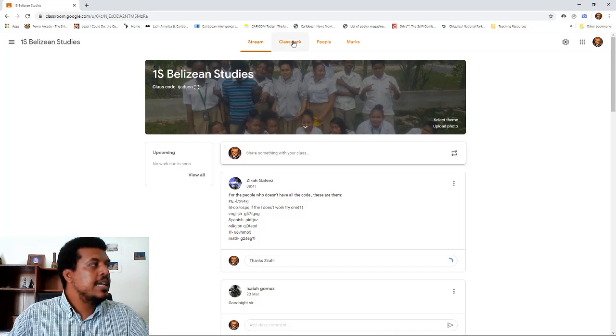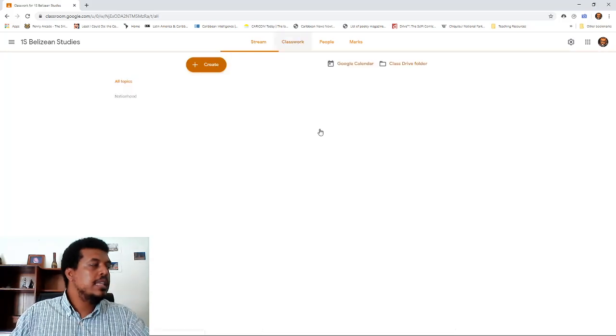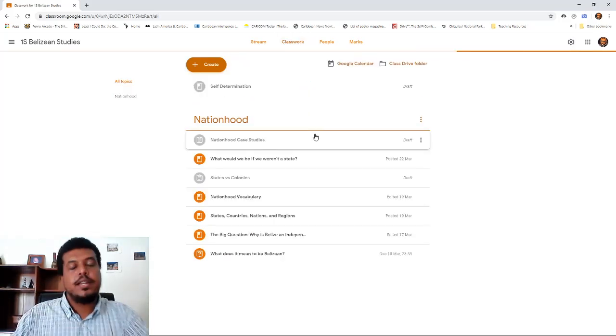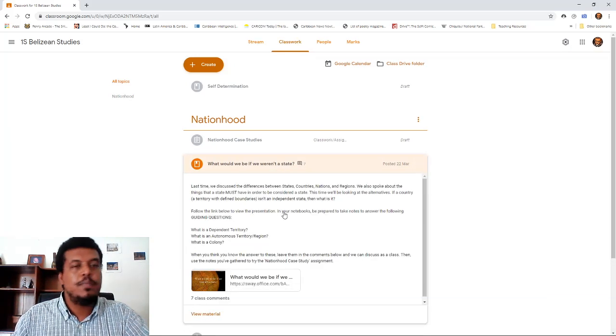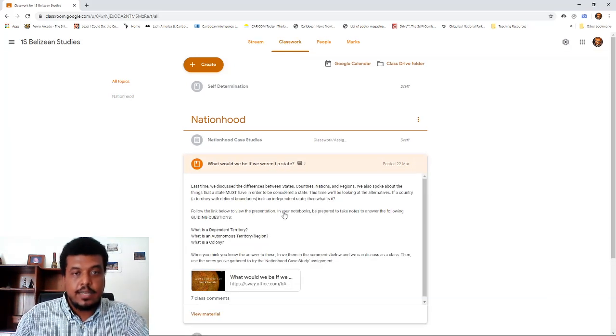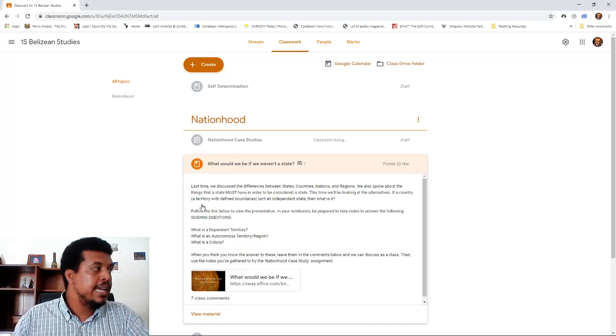But really, let's look at the classwork that we have. Yesterday, it was all about the presentation. What would we be if we weren't a state? And you guys had some guiding questions. You guys are used to guiding questions by now, guiding questions that I asked last time. What is a dependent territory? What is an autonomous region? And what is a colony?